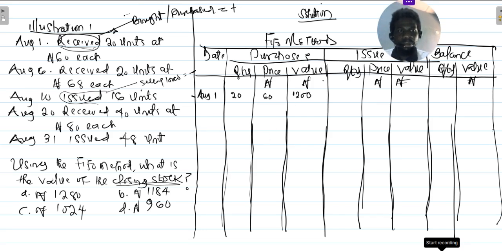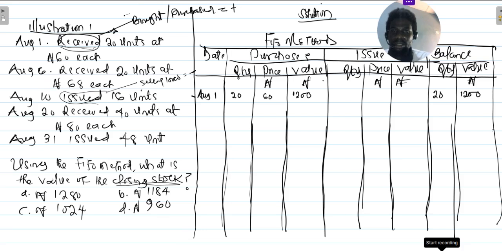Now let's move to the balance side. The balance side shows how much is in the stock, when we buy or when we sell. So at first, the quantity is 20 here, therefore the balance here will be 20, while the value of that 20 is 1,200. We fix it here also.